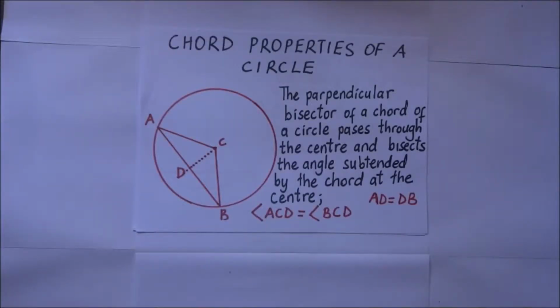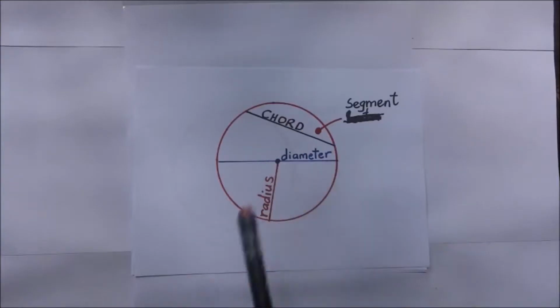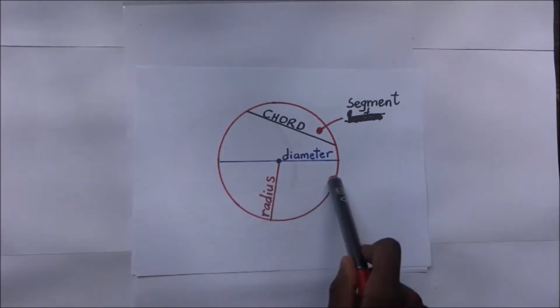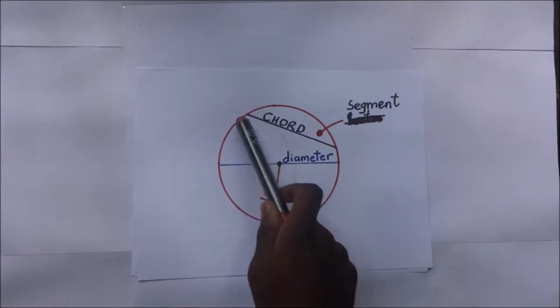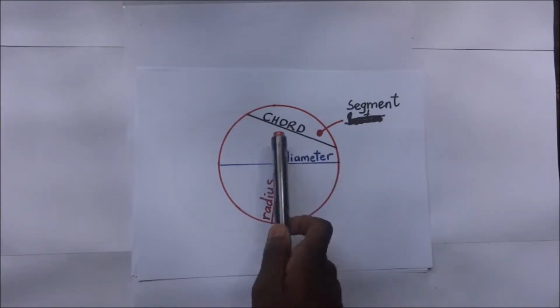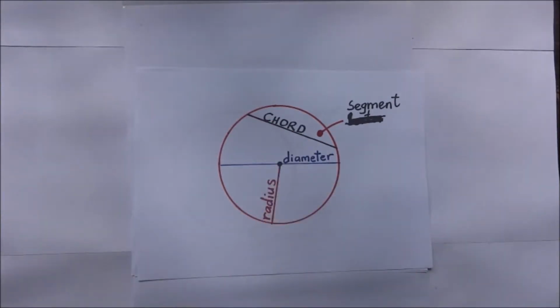In our earlier videos, we defined what a chord is. A chord is simply a line that connects any two points of the circumference. So it can run from here up to there, or it can run from here up to there. Any two points of the circumference connected by a line we call a chord.